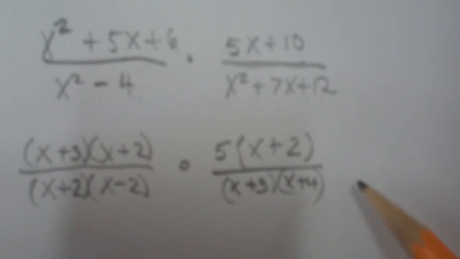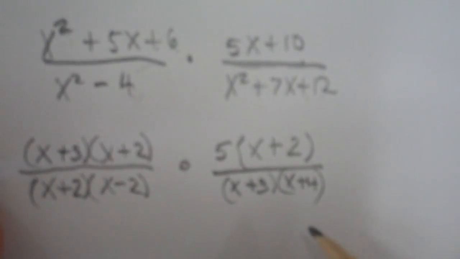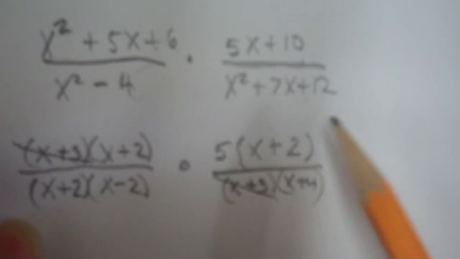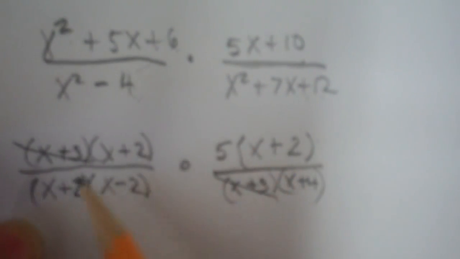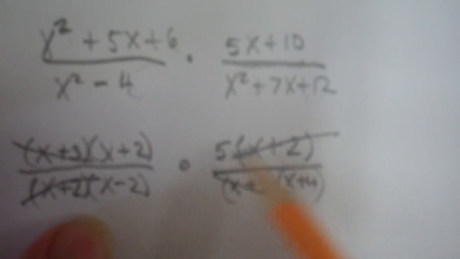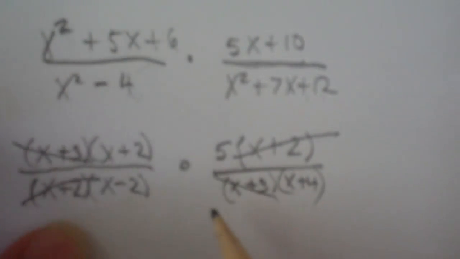Now we need to look to see if there's any common factors from the top and the bottom. Let's see, is there any other x plus 3s? Yes, there's an x plus 3 there and an x plus 3 there, so those cancel out. Is there any other x plus 2s? Yes, there's an x plus 2 here, there's also an x plus 2 there, and so these ones cancel out. Is there anything else? No, it doesn't look like it, so we can bring it all together now.